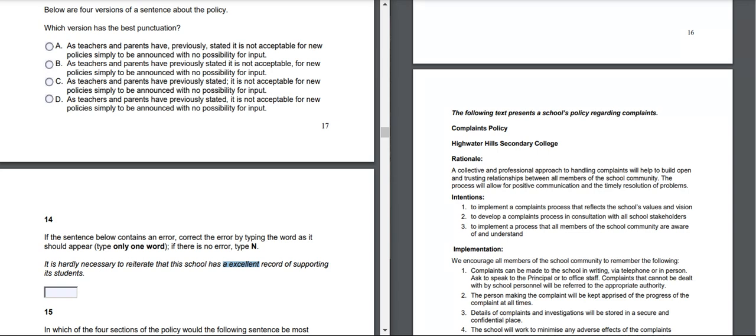Now, in the actual answer form on the LANTITE website for this question, they actually give incorrect information. It says that because excellence starts with a vowel, that you would need to put an in front of it. But that is not correct. That is partly correct, mostly correct, but it's not 100% correct.